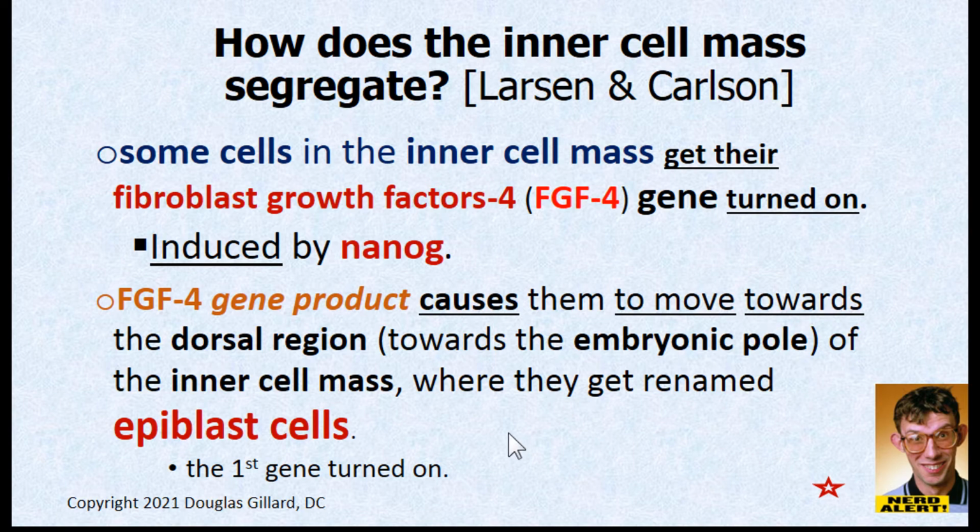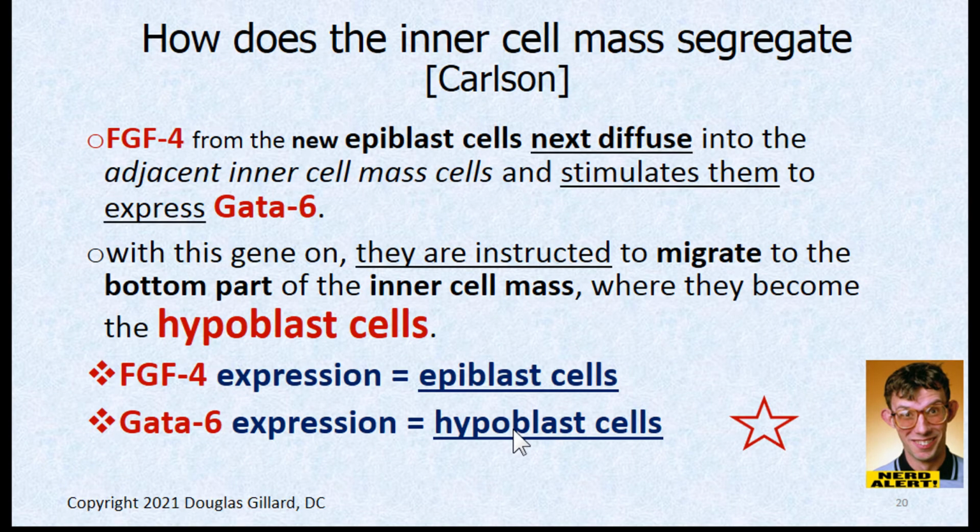All right, so what happens then? How come the other cells don't go up toward the embryonic pole? So FGF4 diffuses into the adjacent cells. The FGF4 gene is the first one to turn on. And so not only will it cause the cell that it's expressing in to go up toward the top and become epiblast, it also soaks into the neighbor cells.